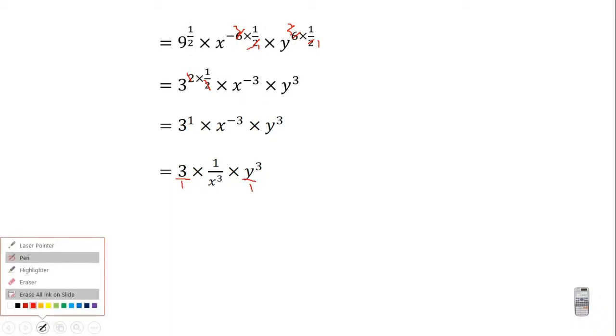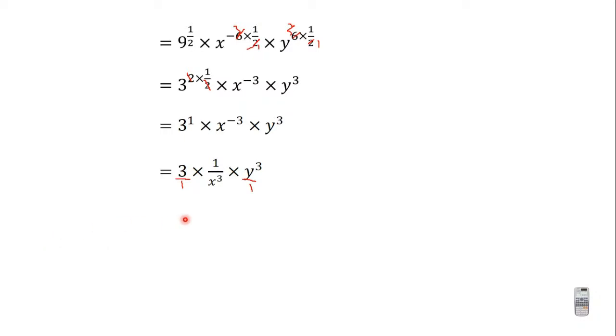So we are going to multiply the numerators and we multiply the denominators. So we have 3 times 1 times y exponent 3. And that will give us 3y exponent 3. Then at the denominator part, we have 1 times x exponent 3 times 1, which will give us x exponent 3. So it means that if we simplify the expression, we are going to have 3y exponent 3 divided by x exponent 3.